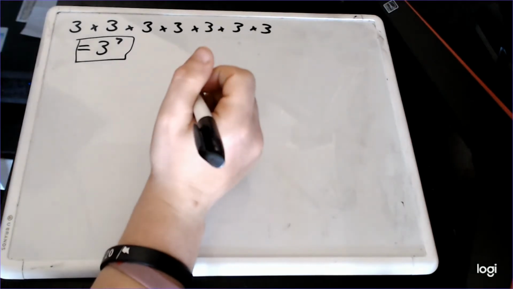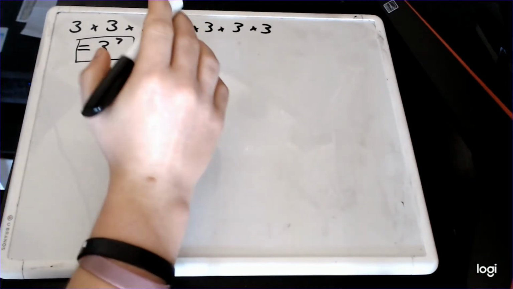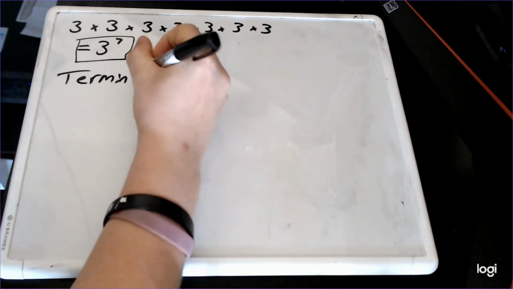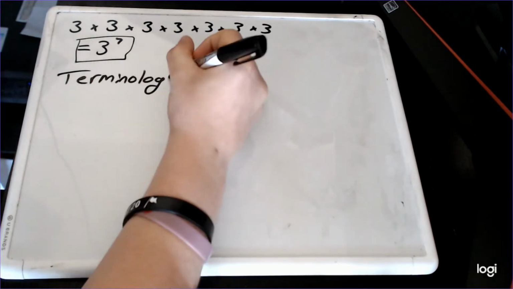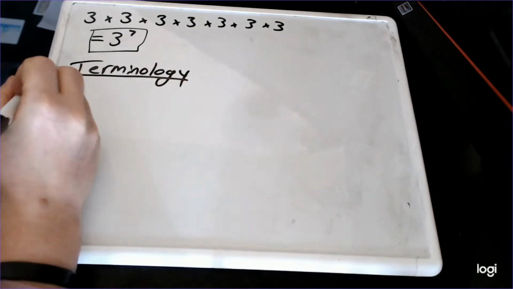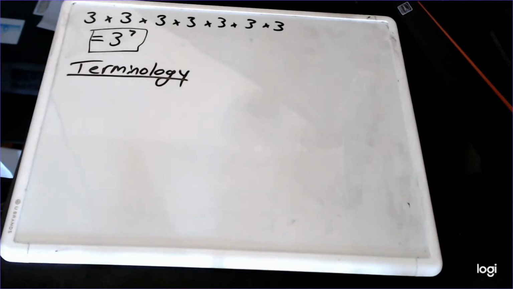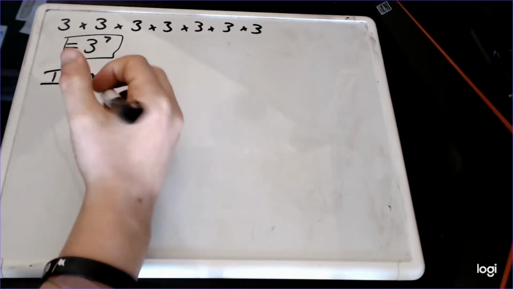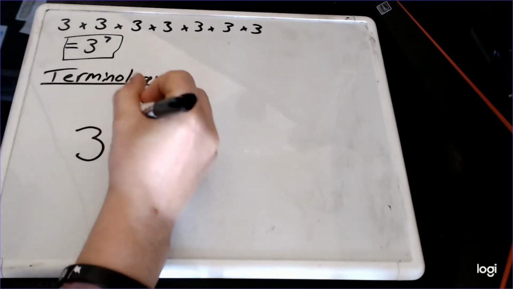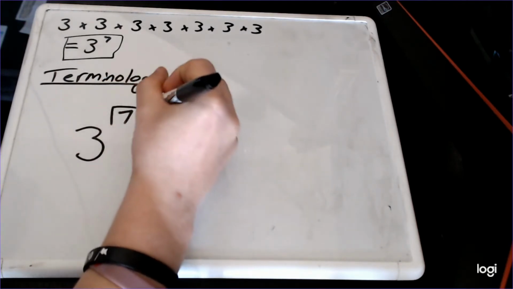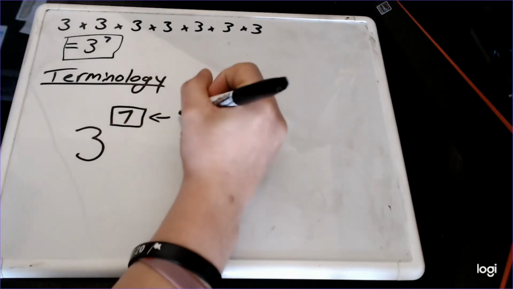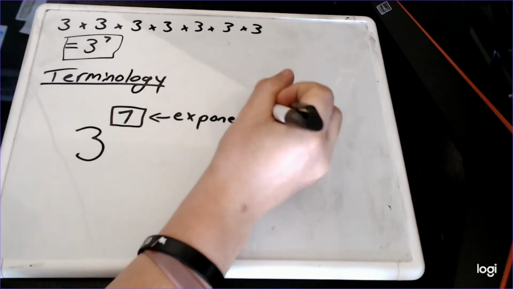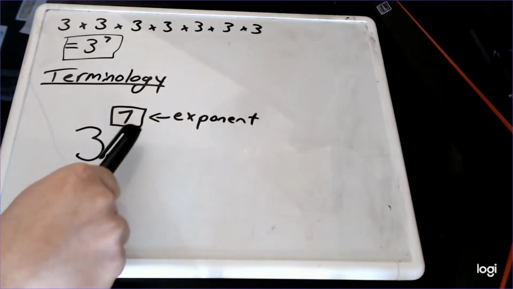Okay, so we're going to start with some terminology, okay? So some quick terminology just so that we're all on the same page, when we are talking about exponents and exponent rules. Let's take my 3 to the 7 here. This number here is actually the exponent. Alright, so this number here is what we call the exponent.